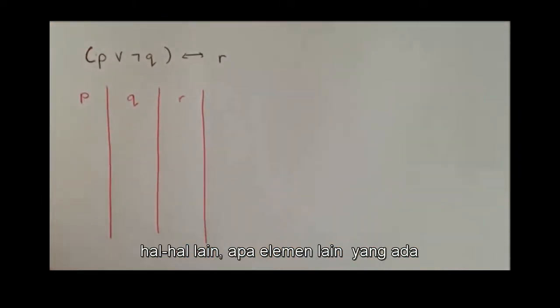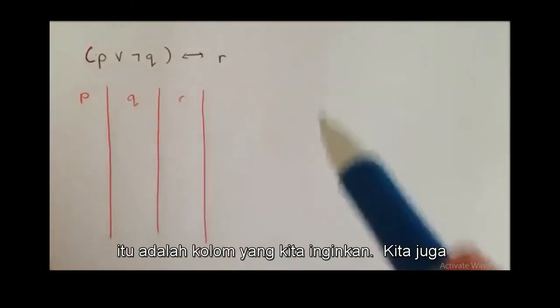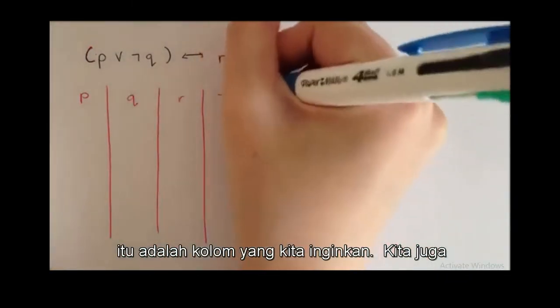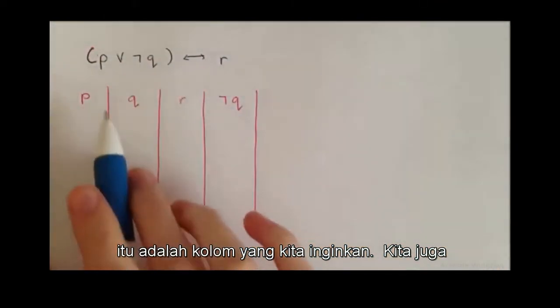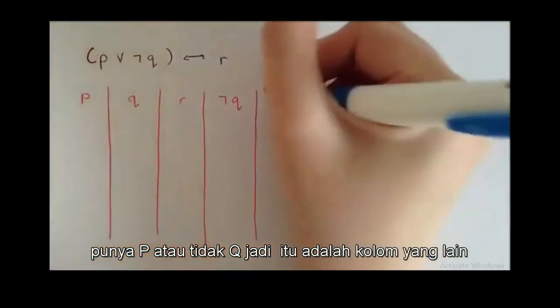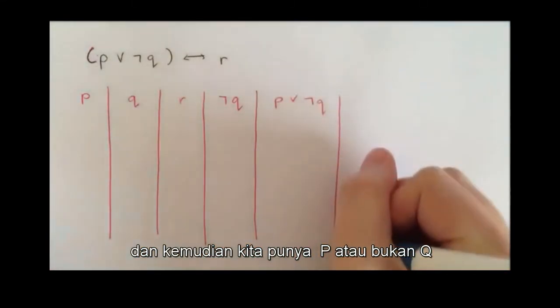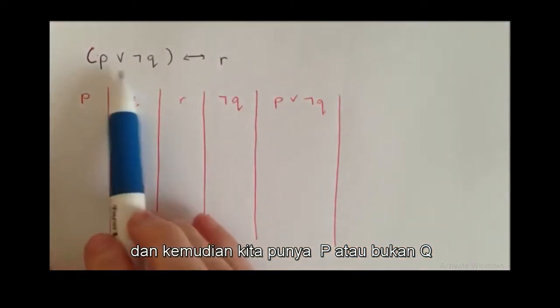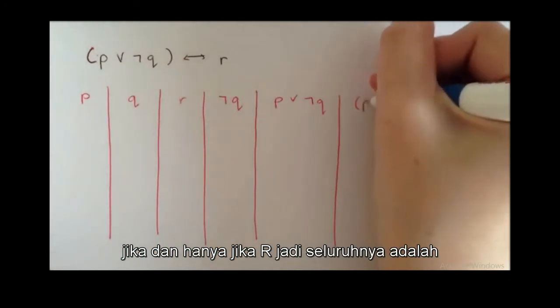We have a look at what other elements we have in this equation. We've got a not Q, so that's a column that we want. There. And we've also got a P or not Q, so that's another column. And then we've got a P or not Q if and only if R, so the entire equation.